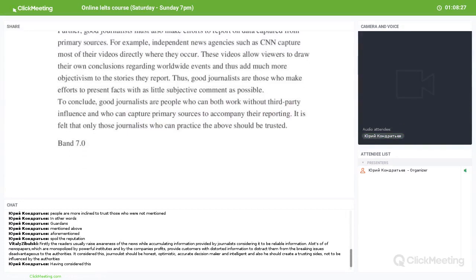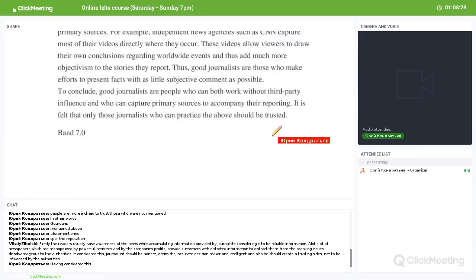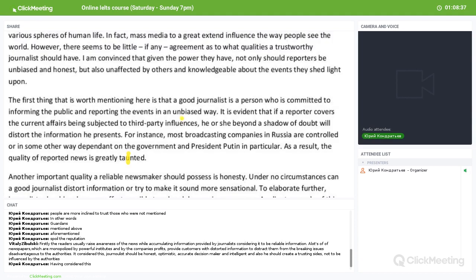It is felt that only those journalists who can practice the above should be trusted. This is Band 7. Okay, and now here's an example of my second paragraph. Where is it?